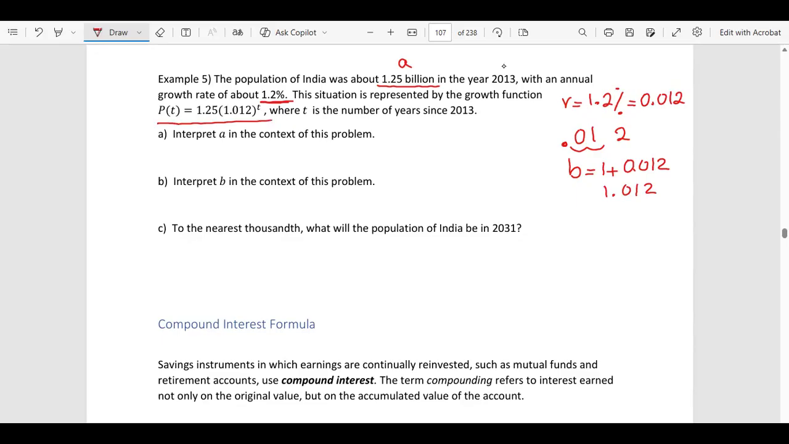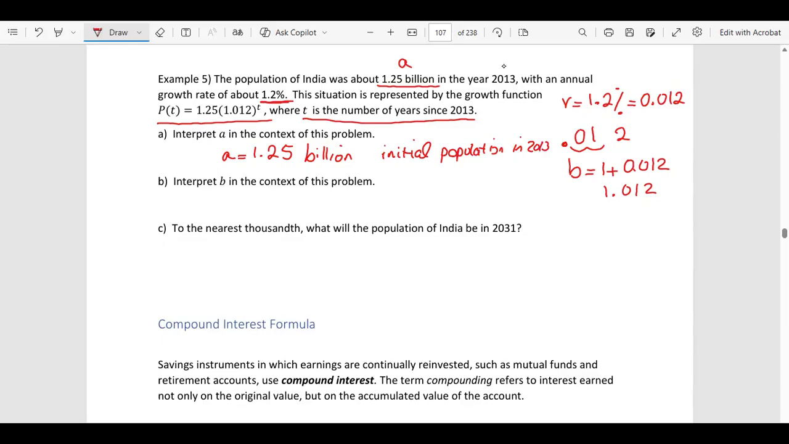And if you write the equation, it looks like this: a times b to the t power. t is the time, the number of years since 2013, as the problem mentioned. And a is the initial population, or the population in 2013. Now it says interpret a in the context of this problem. a is 1.25 billion, which is the initial population, or the population in 2013.